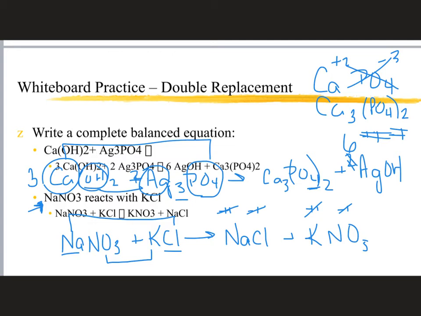And then as far as phosphates go, the ones that were connected back here to the silver, I have 2 phosphates. Well, I already had 2 phosphates. And if you check your calciums, I already had 3 of those as well. So now I have it all balanced. 3 Ca(OH)2, where the 2 is outside the parentheses, plus 2 Ag3PO4 yields Ca3(PO4)2 plus 6 AgOH.